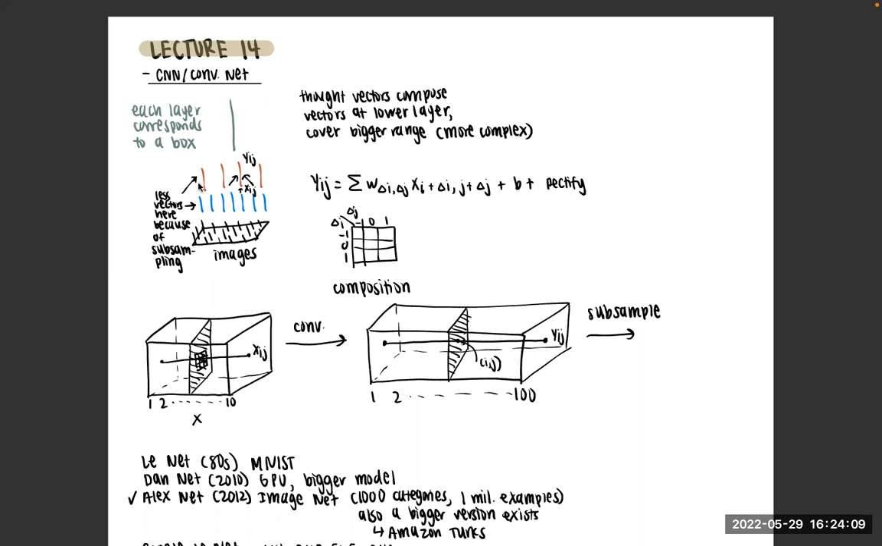And here at each layer, we have a map of thought vectors. And those vectors at the higher layer are spatial compositions of the thought vectors at the lower layer that are nearby, so that higher layer vectors cover a bigger range and see bigger patterns. So they are more complex, and that's why they need higher dimension to contain the information.